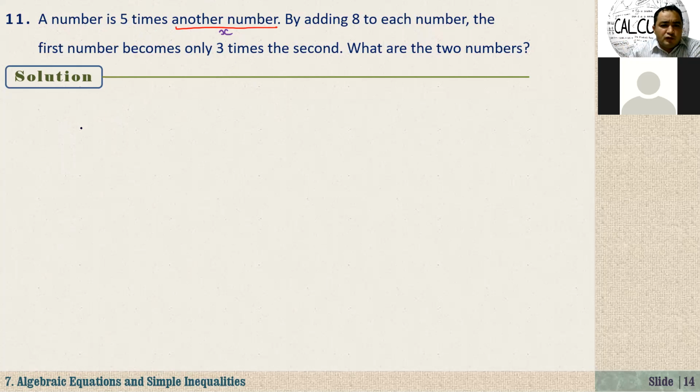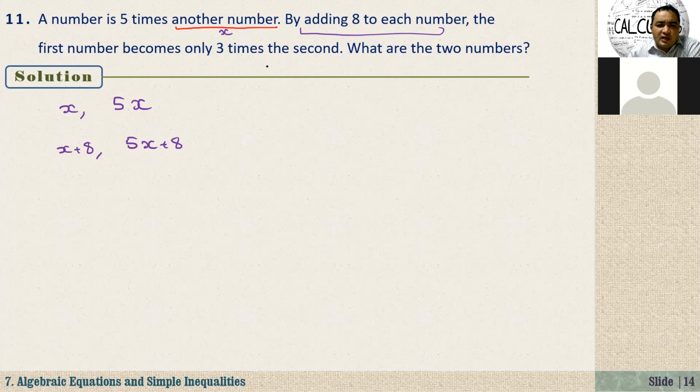Then here a number is 5 times another number. So that means we are talking about two numbers. The first number is, let's say, x. Second number is 5x. By adding 8 to each number, the first number becomes x plus 8. The second number becomes 5x plus 8. The first number becomes only 3 times the second, right?